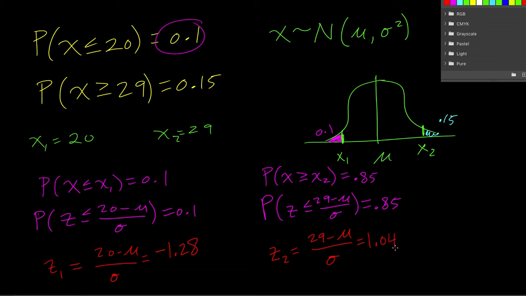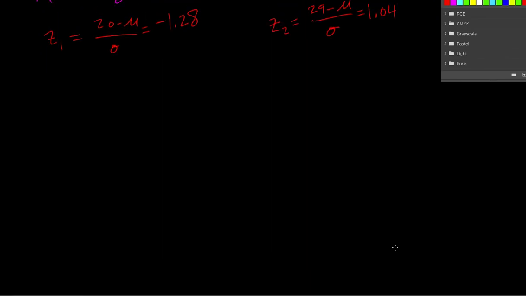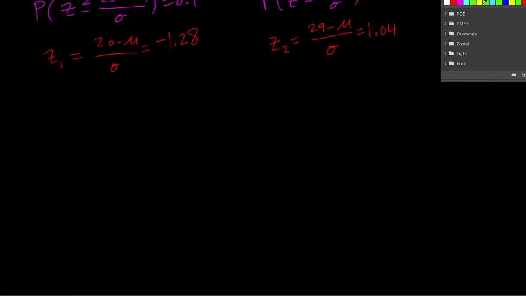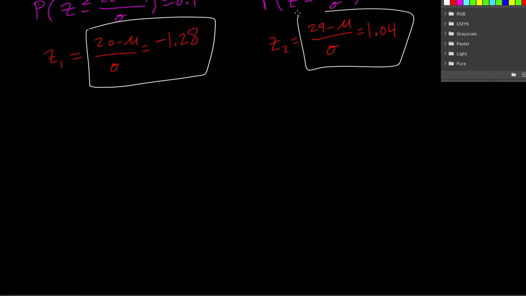Okay, now what we're going to do, we're going to go down here. We're going to use both of these to figure out what mu and sigma are. So I'm going to take just this piece and this piece. I'm going to break up that fraction, so I'm going to bring my sigmas up. So I'm just multiplying both sides by sigma. So we get 20 minus mu equals negative 1.28 sigma, and then similar, we end up with this.